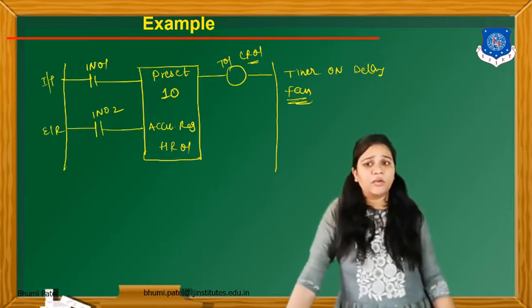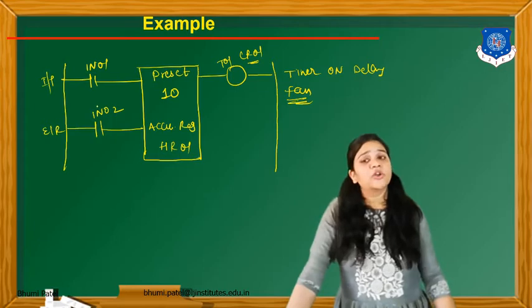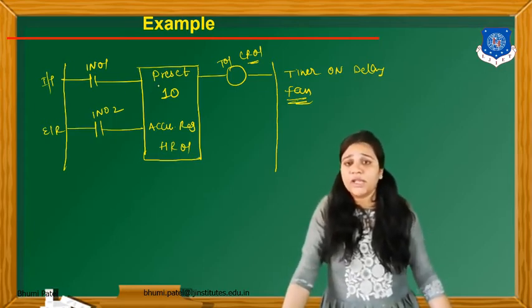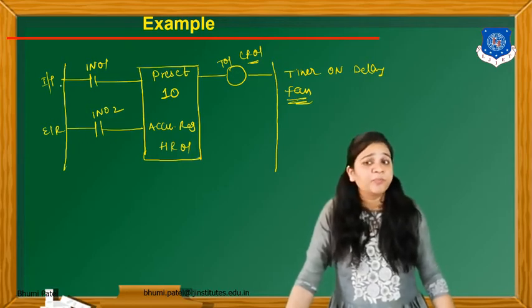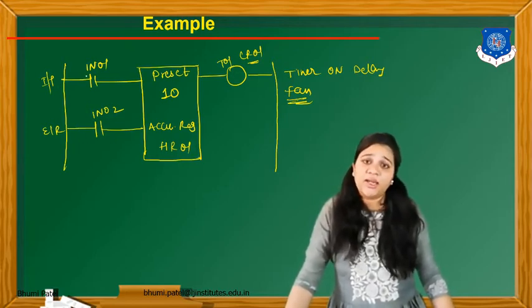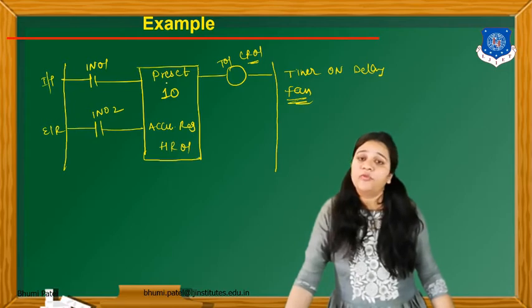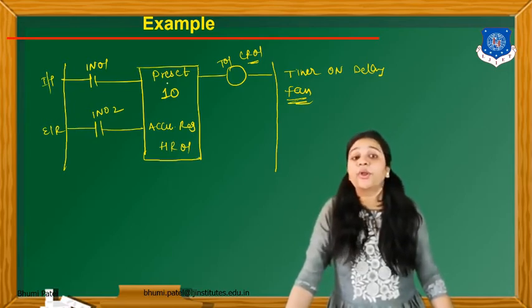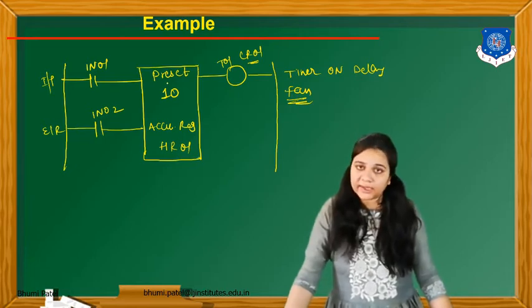If during the interval the input is turned off, the timer will be reset to 0, and again whenever we press the wall switch, my value will start from 0 to 10. So this is a very simple program using the timer on delay.